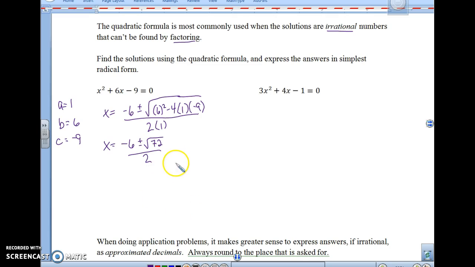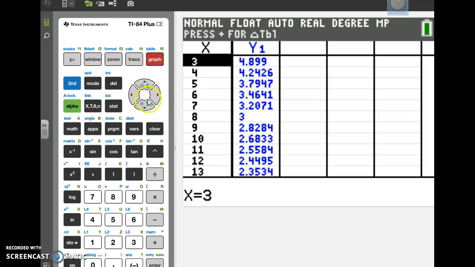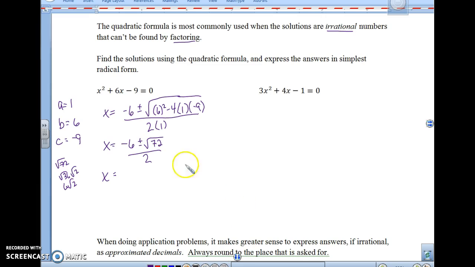So it's negative 6 plus or minus the square root of 72 over 2. Now I need to simplify the square root of 72. Well, I know it's 36 times 2, so it's going to be 6 radical 2. But if I didn't know that, I go to y equals, and then I just change this to 72 divided by x, go to your table, find the one that is closest to 0, that comes out evenly, so it'd be 6 radical 2. Okay, just a quick tip there.